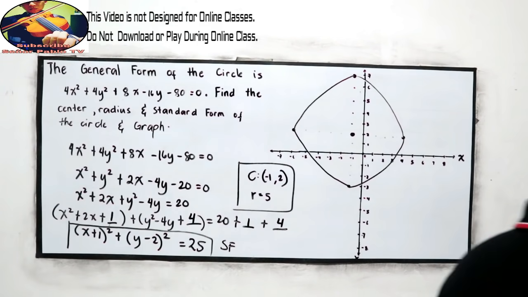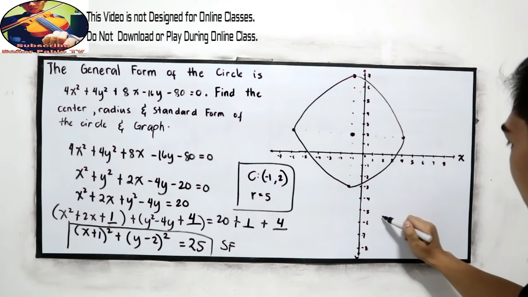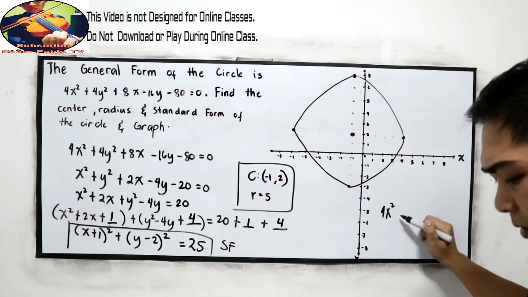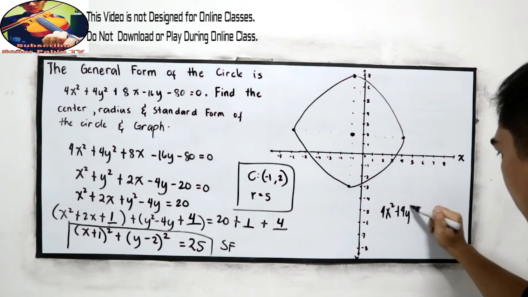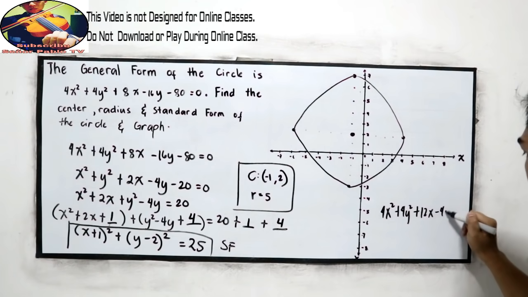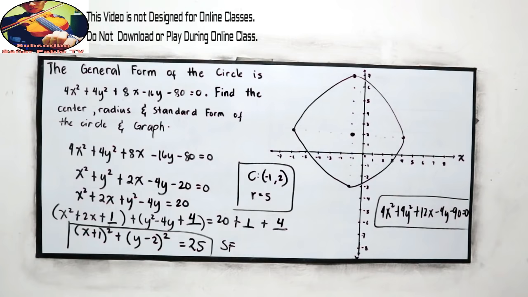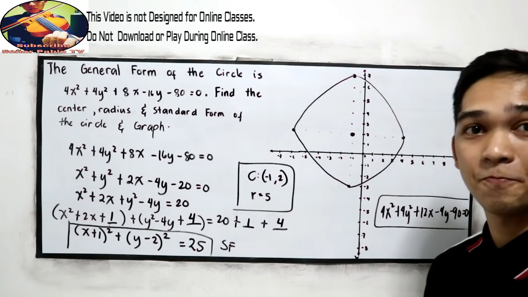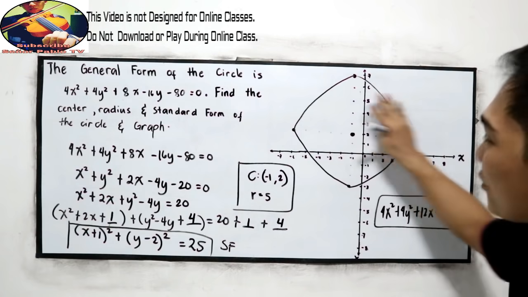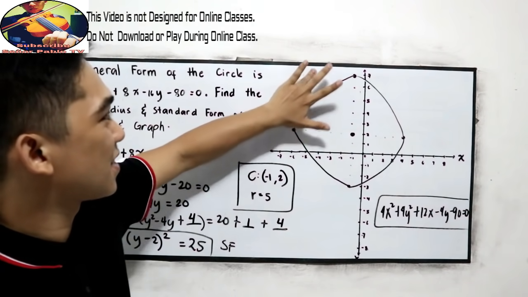For your assignment, given the general form of 4x squared plus 4y squared plus 12x minus 4y minus 90 is equal to 0, find the center, radius, and the standard form of the circle and graph in your Cartesian plane. Assume that this is a perfect circle. So it's hard to graph here because it's quite slippery.